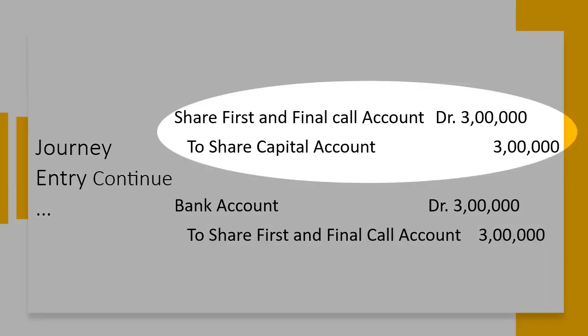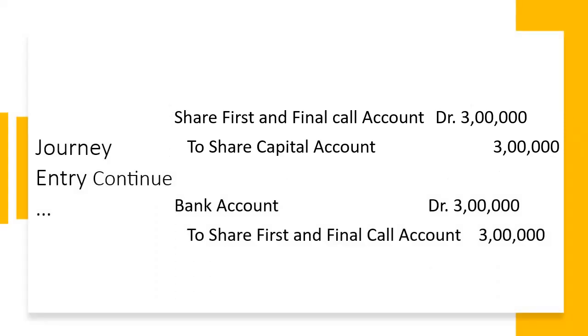Share first and final call account Dr 3 lakhs. To share capital account 3 lakhs. This entry represents the transfer of the first and final call money from the share first and final call account to the share capital account. The share capital account reflects the total amount of share capital issued by the company and called up.